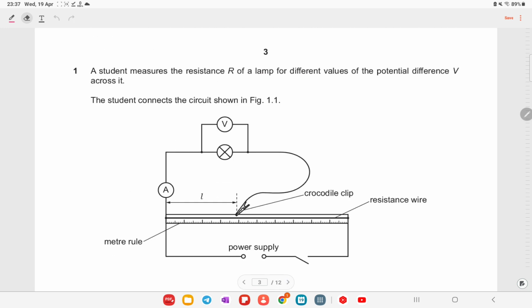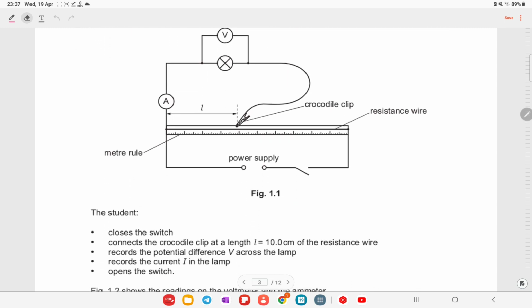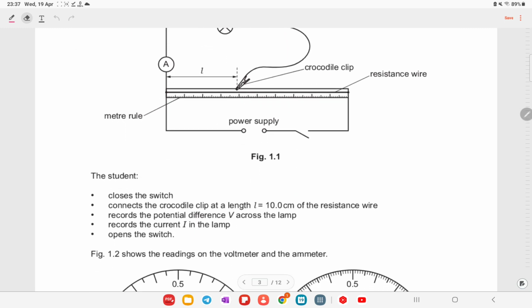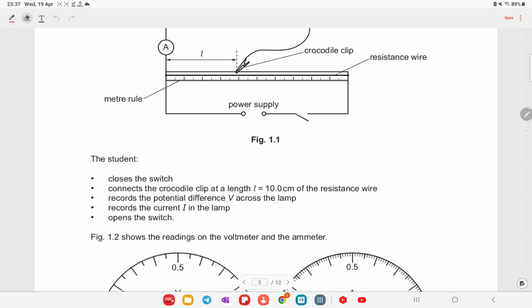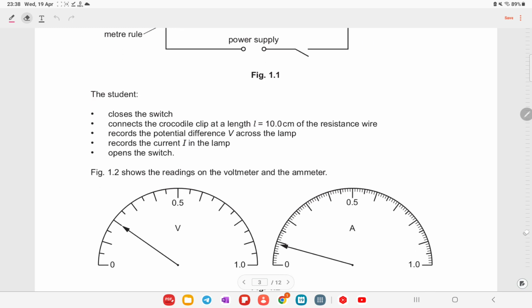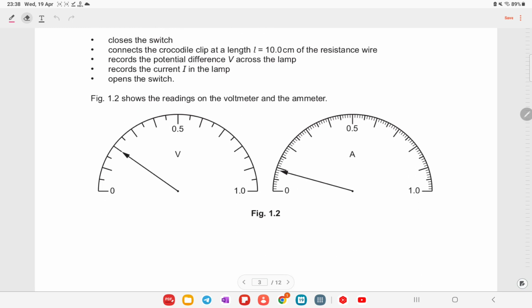Question number 1 states that a student measures the resistance R of a lamp for different values of the potential difference V across it. The student connects the circuit shown in figure 1.1, closes the switch, connects the crocodile clips at the length L equals 10 centimeters of the resistance wire, records the potential difference V across the lamp, records the current I in the lamp, opens the switch, and shows the reading. So the first question is that you need to find the value on the voltmeter and the value on the ammeter.